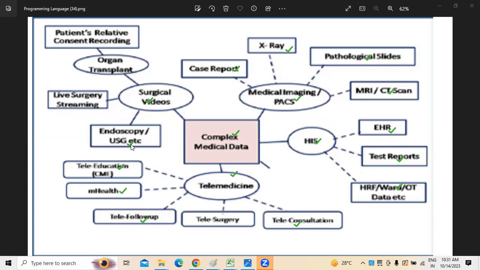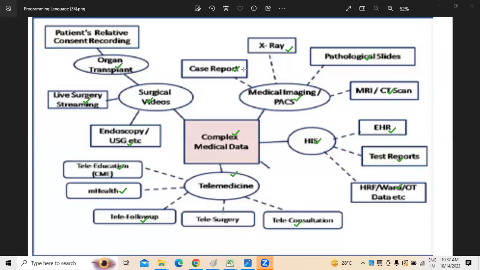At the same time, this also includes organ replacement, transplantation and transplants, especially, right? So for example, any organ transplantation happens, which is connected to the live surgery streamings, right? So all these things are involved in this. This is how, whenever we are working in reference to the treatments we are going to provide, all these things are involved in it, right?